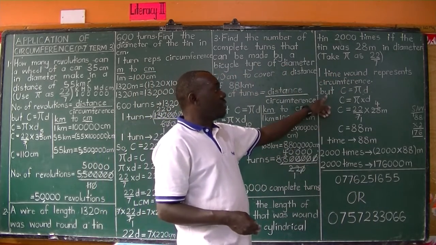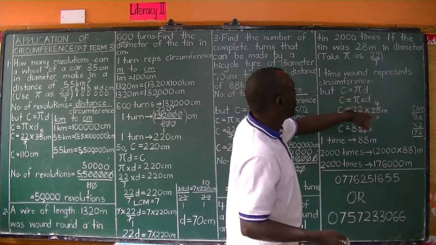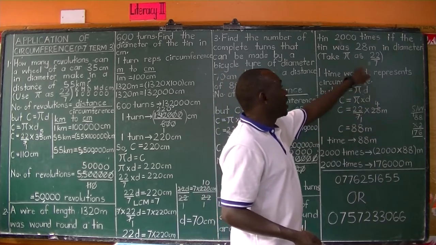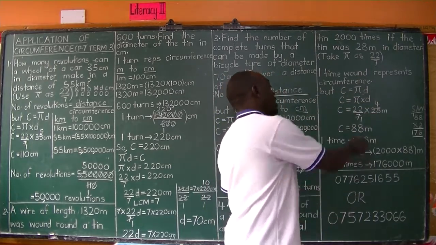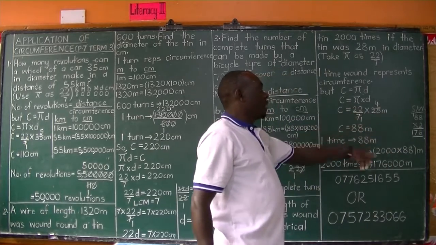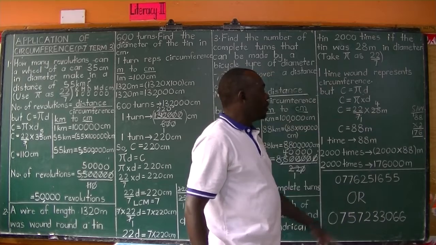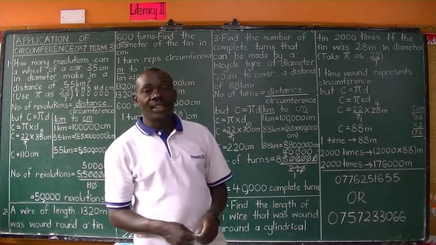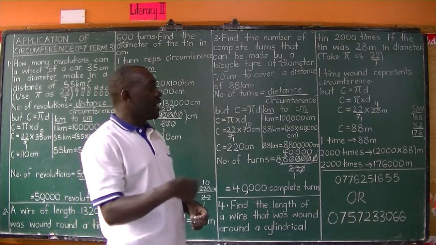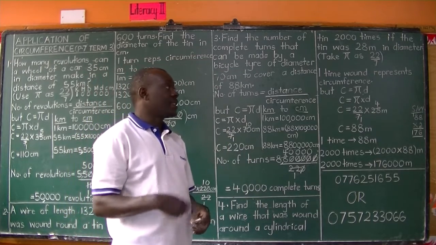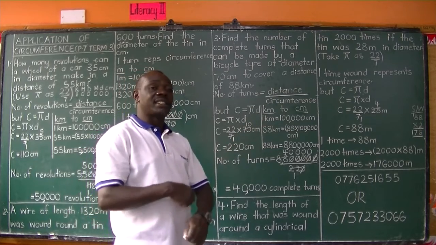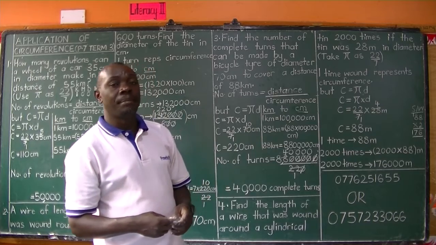Now let me find the circumference. Circumference is pi times d. Circumference is 22 over 7 times the diameter of 28 meters. I will cancel by 7 and get 1, and 28 by 7 gives 4. Then 22 times 4 gives an 88 meter circumference. So every time one winds that wire around a tin, it takes an 88 meter wire.